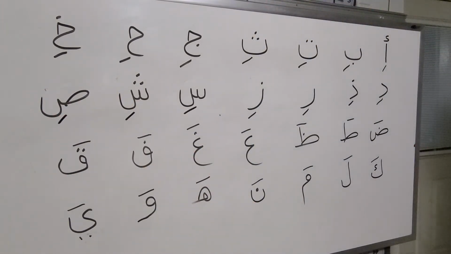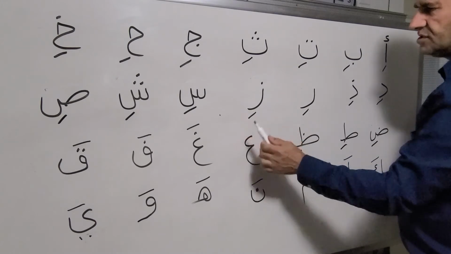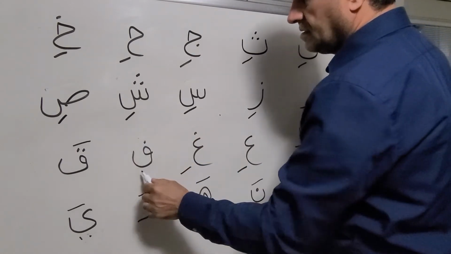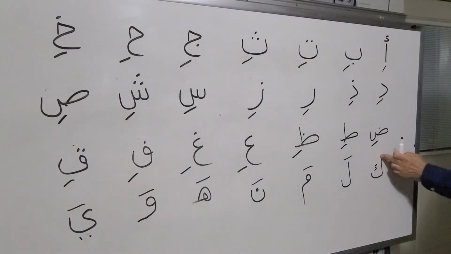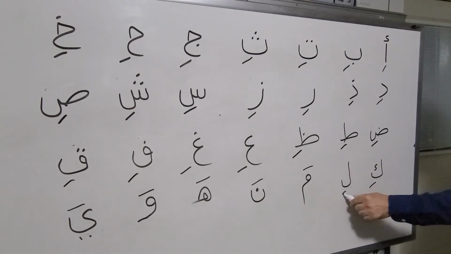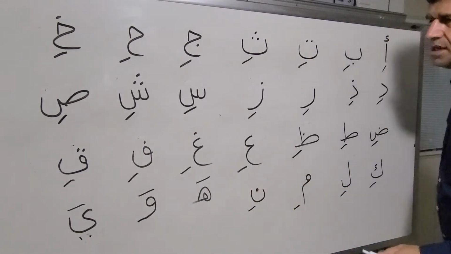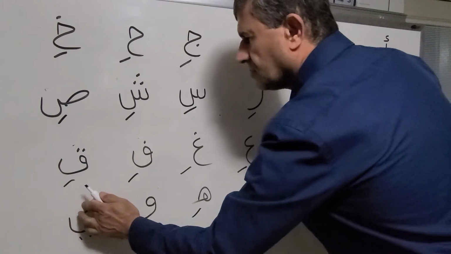So one vowel will have it. You cannot have two vowels on the same letter at the same time. So saad, dad, ta will be ti. Dha will be zi, ain will be i, ghain will be ghi, fa will be fi, and then qaf will be qi, kaf will be ki, lam will be li, mim will be mi, nun will be ni, ha will be hi, waw will be wi, and ya will be yi.